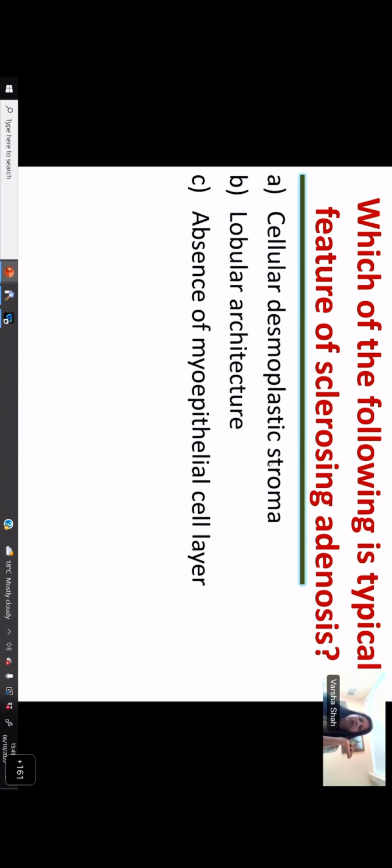Cellular desmoplastic stroma will get you invasive carcinoma, and absence of a myoepithelial cell layer, again, invasive carcinoma, with the exception I told you earlier, which is microglandular adenosis. So now I'm just going to show you some interactive cases and tell me what you think, and then we can discuss.